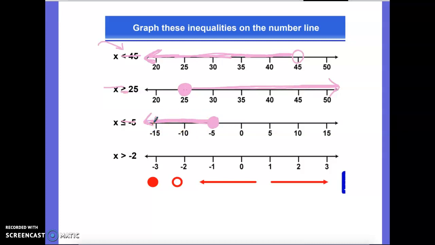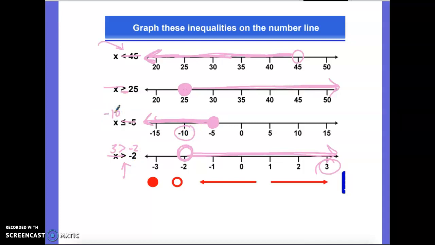And the last one is x is greater than -2. Doesn't have that line on it. See, it doesn't have the line, so there's just an open circle, and it's greater than, so you shade the greater numbers. What this means is that any of these numbers can be answers. Like 3 could be an answer to this because 3 is greater than -2. -10 could be an answer to this because -10 is less than or equal to -5.